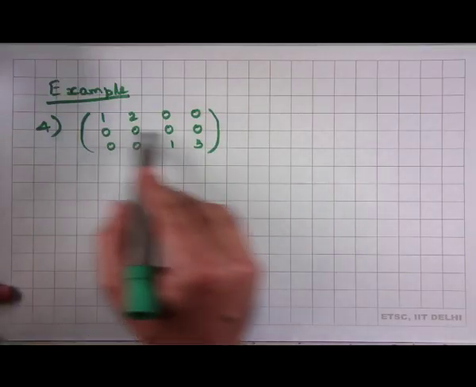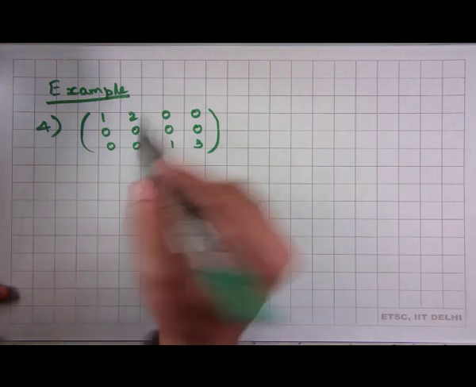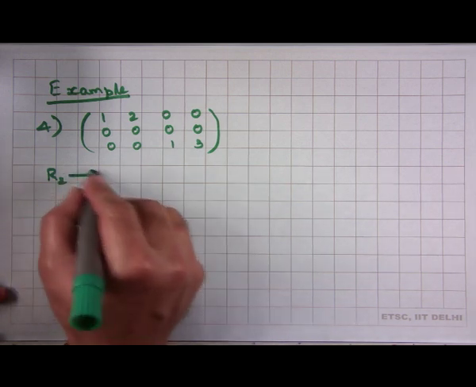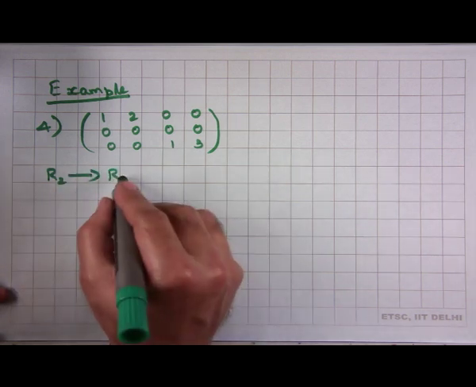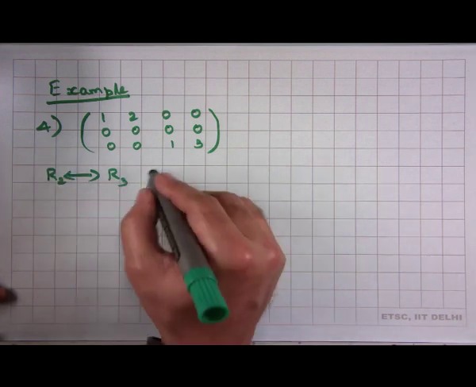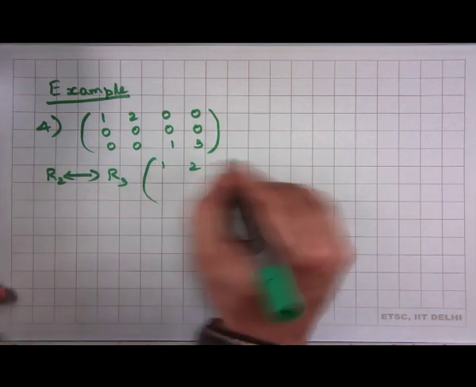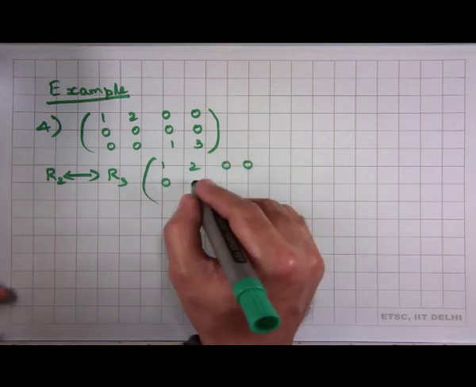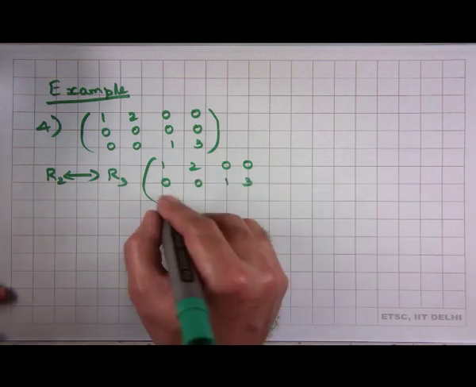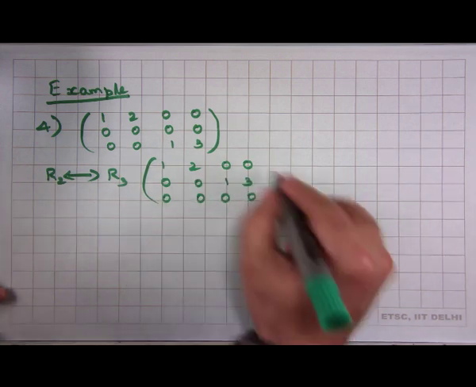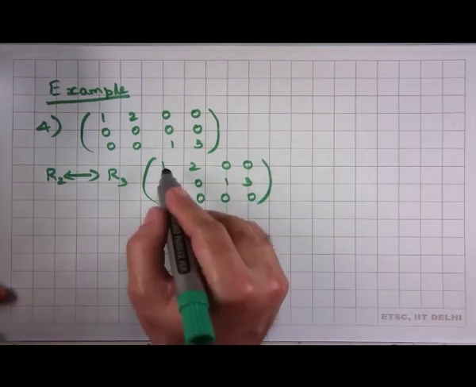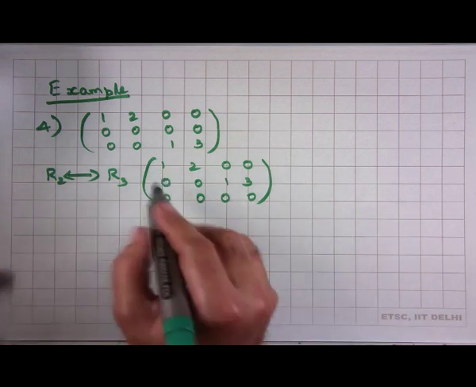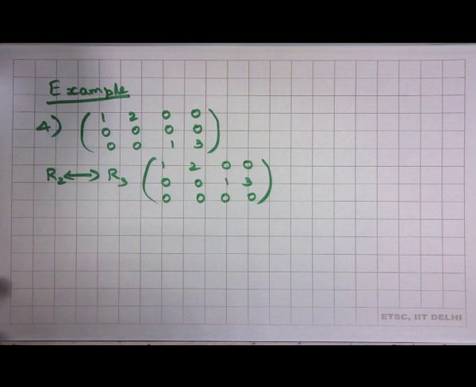You have a 0 row, which is the second row, which is above a non-zero row. So, let us push it to the last one, R2 is swapped with R3. So, what will I have? 1 2 0 0, 0 0 1 3, 0 0 0 0. The first non-zero column is this. You have the first non-zero column, and the first non-zero element is itself 1.